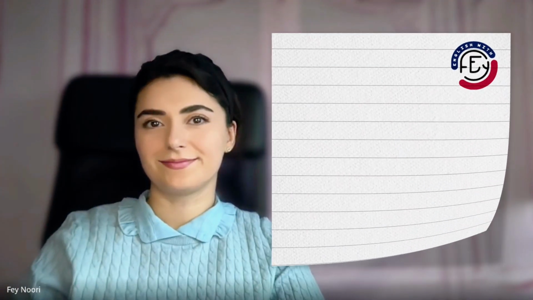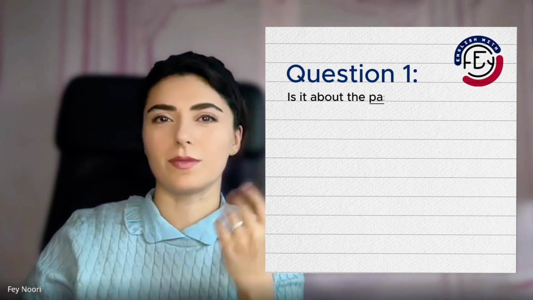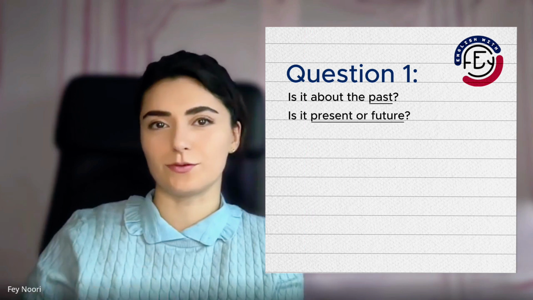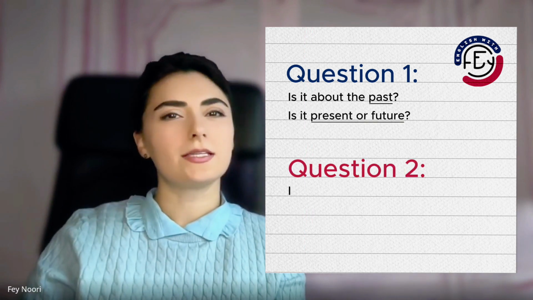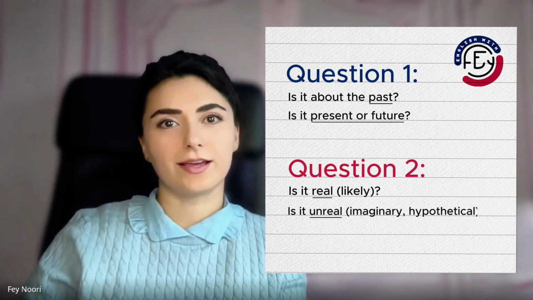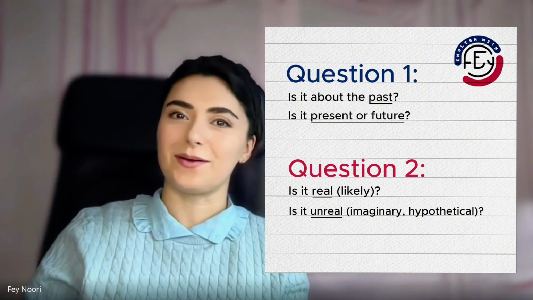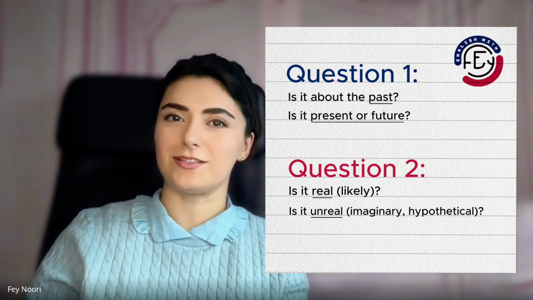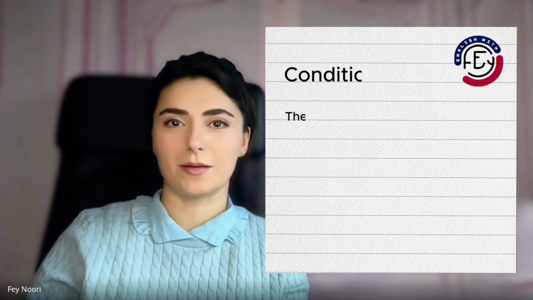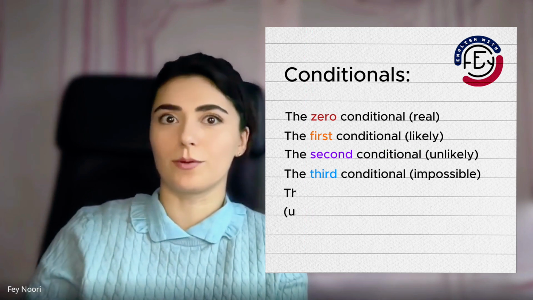The conditionals are really easy to learn if you ask yourself two easy questions. One, is it about the past or about the present and the future? And two, is it real or is it imaginary and hypothetical? Let's see how we can use these two easy questions to see which conditional we should use. Type 0, 1, 2, 3, or mixed.